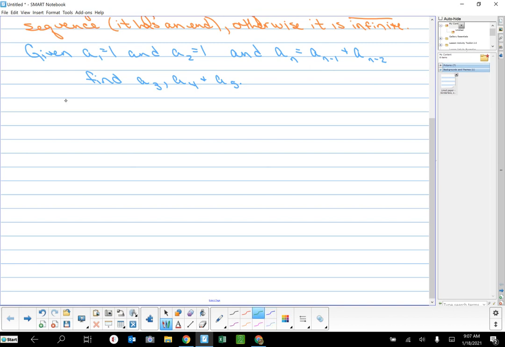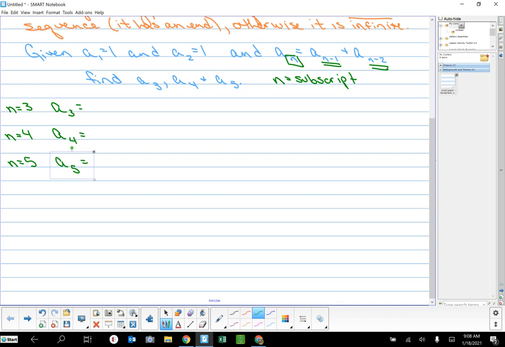So we need to find a sub 3, a sub 4, and a sub 5. And we have this formula given to us, and notice the n in a sub n is equal to the subscript, right? So n is the subscript. So when we're looking for a sub 3, n is 3. When we're looking for a sub 4, n is 4. And when we're looking for a sub 5, n is 5. Okay, so that's important when you fill in these formulas right here.